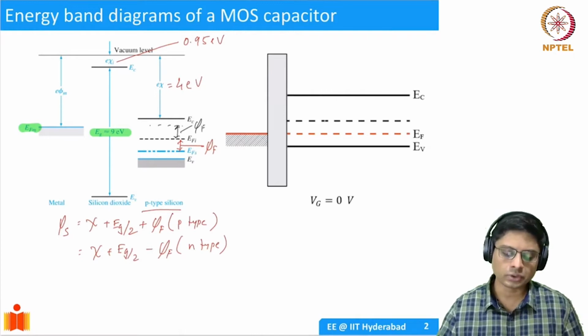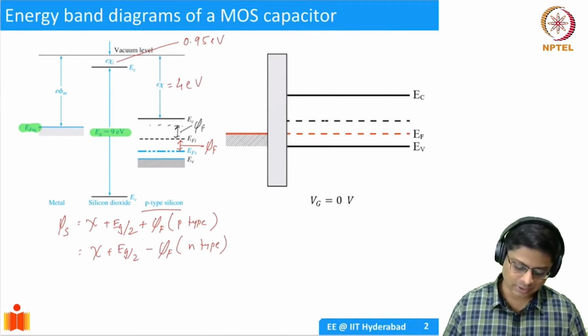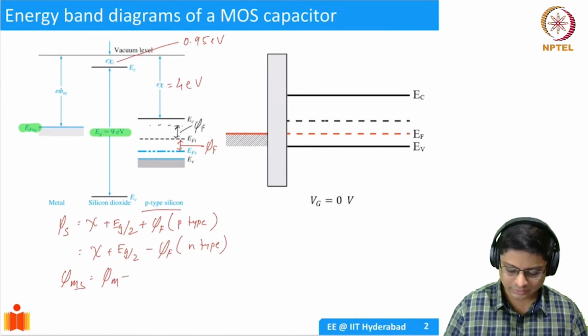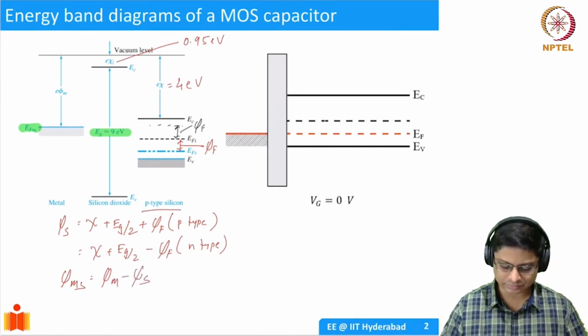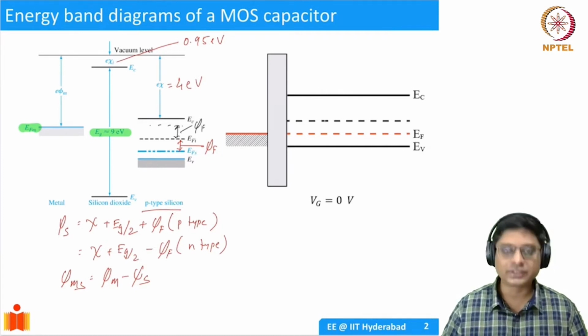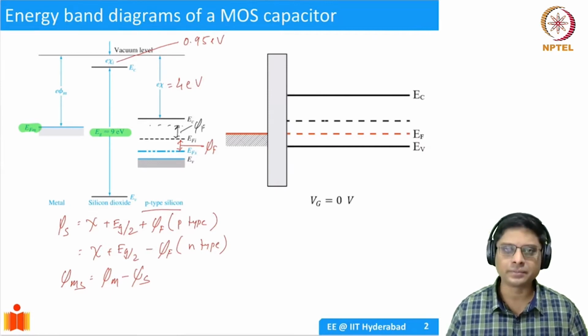Right now we have not really considered that they are in contact. We are still looking at the metal, semiconductor, and silicon dioxide slightly far apart, right? So we can define an important parameter which we call phi ms, which is essentially the work function of the metal minus the work function of the semiconductor. So this is phi ms. This is an important quantity that we need to look at. When we talk of thresholds, we will introduce this again.